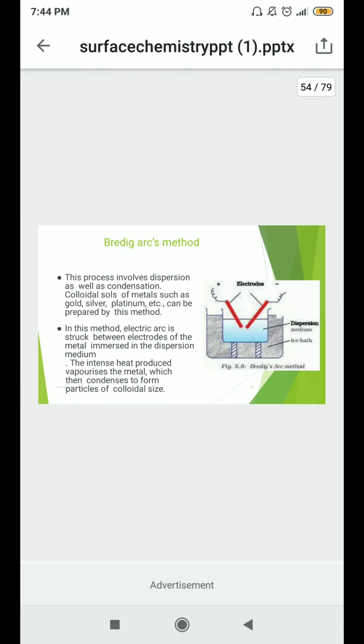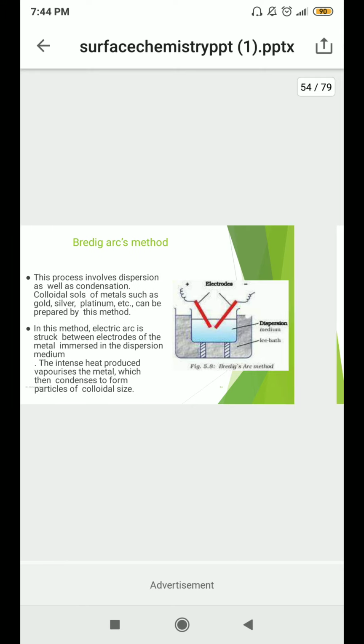Now talking about Bredig arc method, here you can see there are two electrodes, positive and negative, that is cathode and anode, and there is a dispersion medium, and it is kept in an ice bath. The process involves dispersion as well as condensation. So colloidal sols of metals such as gold, silver, platinum can be prepared by this method. In this method, an electric arc is struck between the electrodes of the metal immersed in the dispersion medium. The intense heat produced vaporizes the metal, which then condenses to form particles of colloidal size.